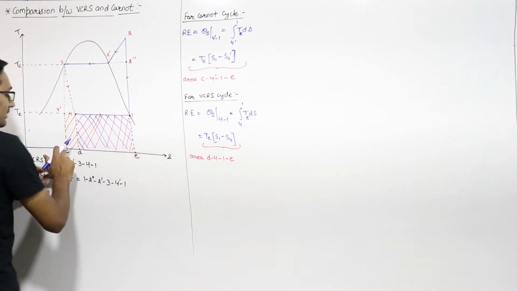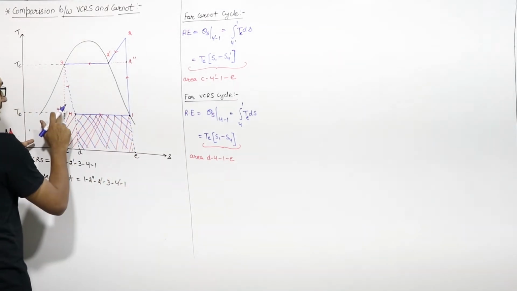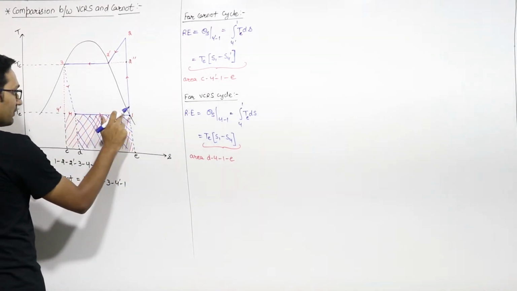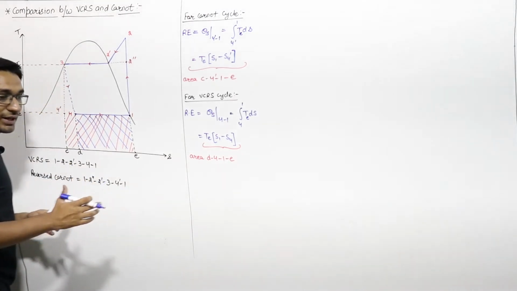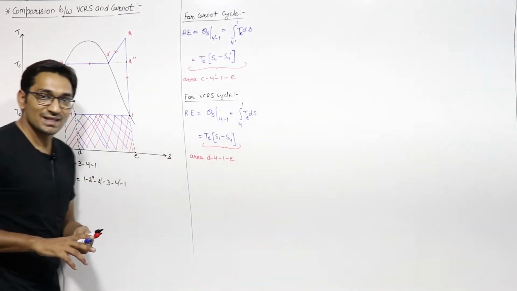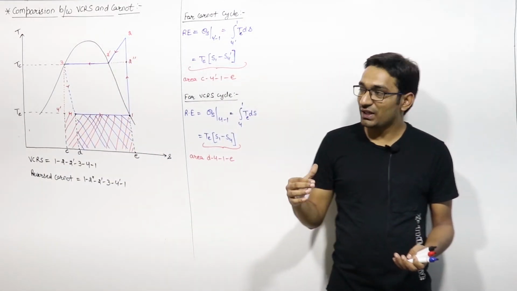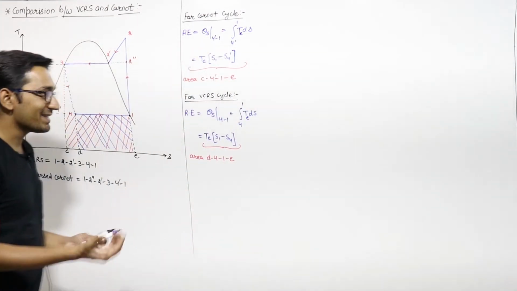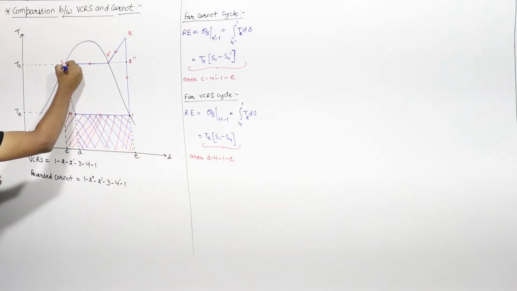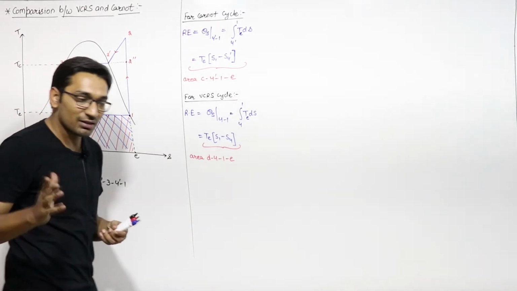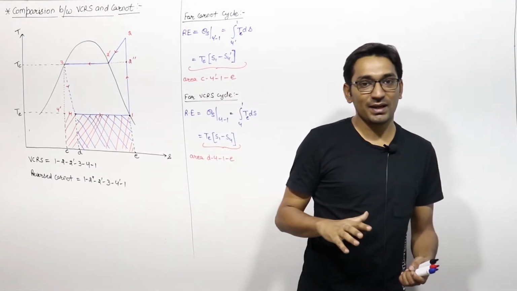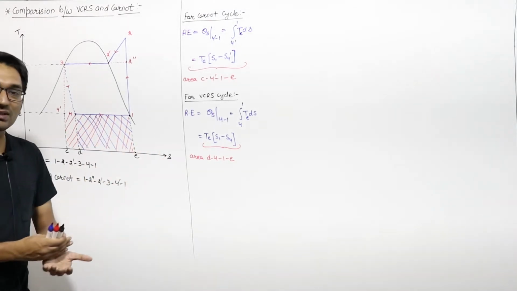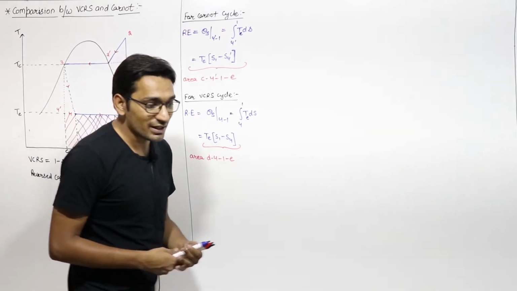So you can say that this complete area is the refrigeration effect of the Carnot cycle, and this area is the refrigeration effect of the VCRS. So the refrigeration effect is reduced. There is a reduction in the refrigeration effect when you replace the isentropic expansion, the adiabatic expansion, with the isenthalpic or throttling process.